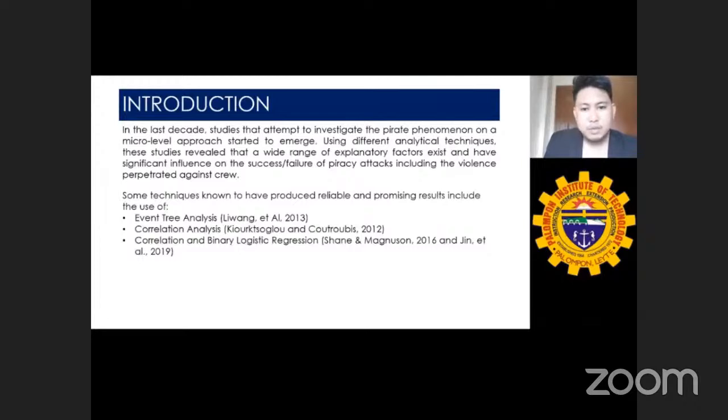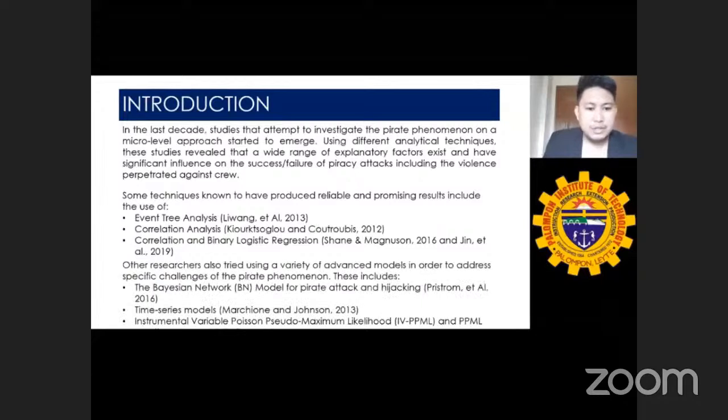Some techniques known to have produced reliable and promising results include the use of event tree analysis, correlation analysis, and binary logistic regression. Other researchers also tried using a variety of advanced models in order to address specific challenges of the pirate phenomenon. These include the Bayesian network model, time series models, and instrumental variable Poisson pseudo maximum likelihood gravity model.